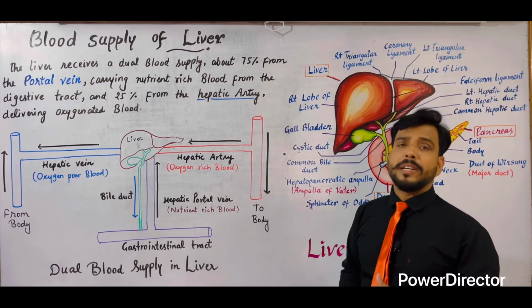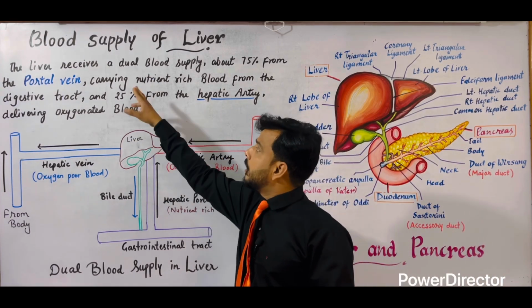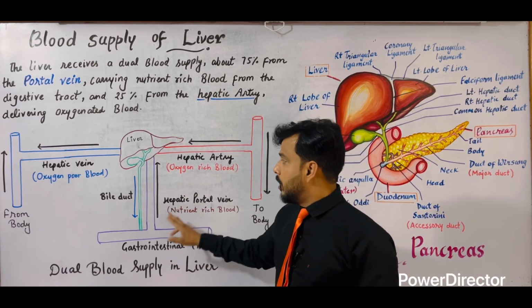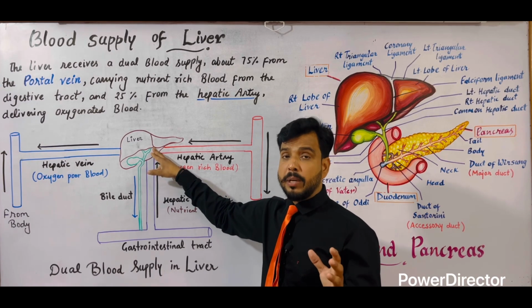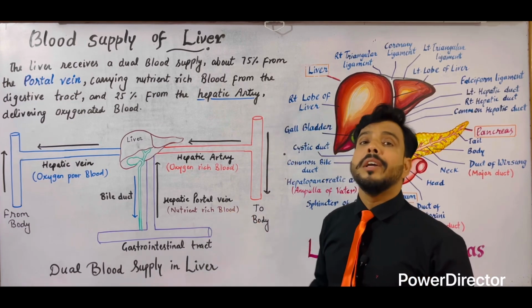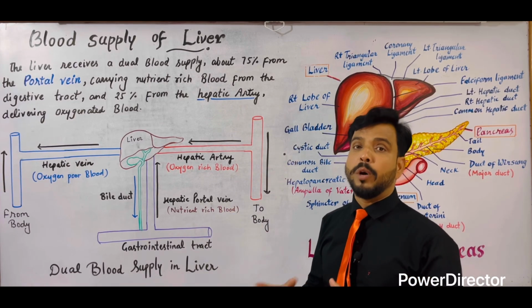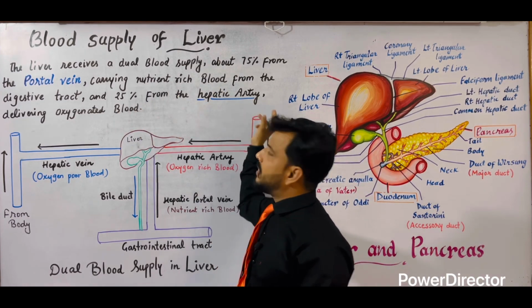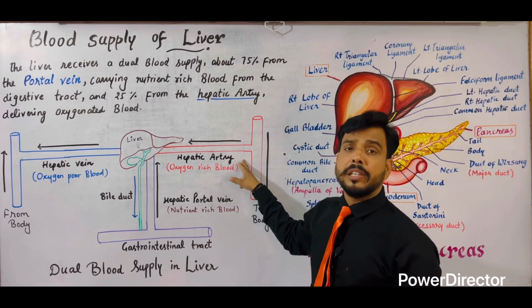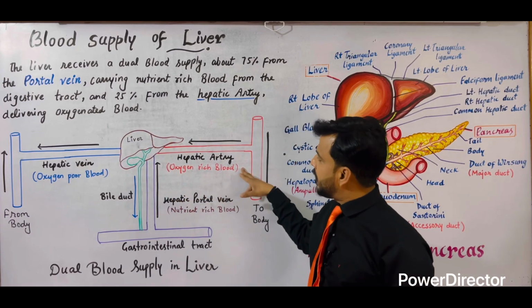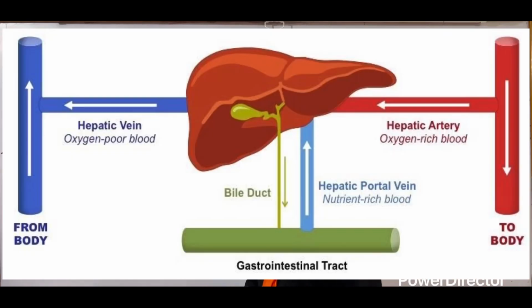The liver receives a dual blood supply. As I told you before, about 75% comes from the portal vein. This portal vein carries nutrient-rich blood to the liver, and it is nutrient-rich because it comes from the digestive tract and the absorbed food material is mixed in this blood. While the other 25% comes from the hepatic artery. For the general blood circulation, the hepatic artery carries 25% of the blood, delivering oxygenated blood, and it is the oxygen-rich blood which enters into the liver through the hepatic artery. So it was all about the blood supply of the liver.